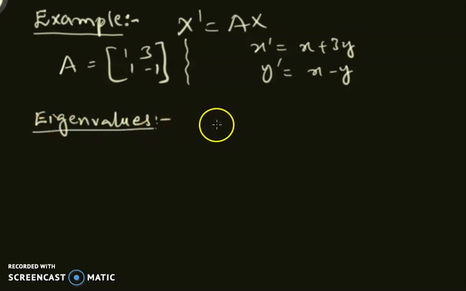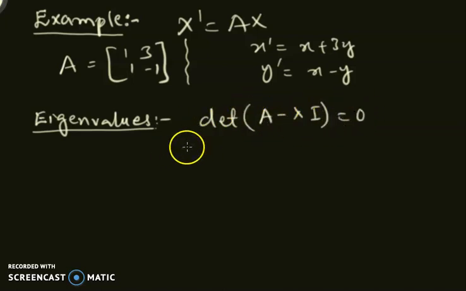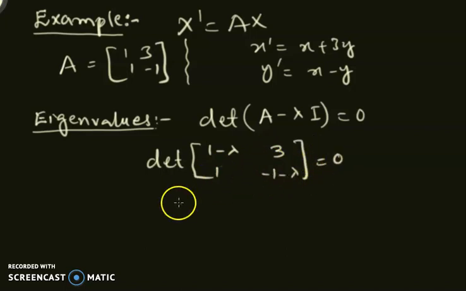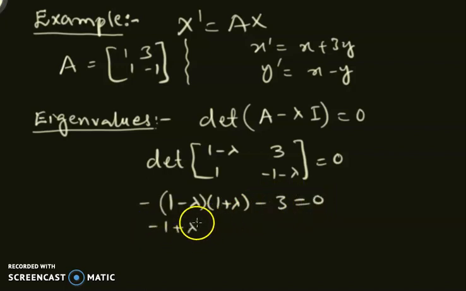Eigenvalues. For eigenvalues, we solve the determinant of A minus lambda I equal to 0. So this determinant is [1 minus lambda, 3; 1, minus 1 minus lambda], and this is 0. So (1 minus lambda) times (minus 1 minus lambda) minus 3 equals 0. So this is lambda squared minus 1 minus 3 equals 0. Our lambda is equal to plus or minus 2.